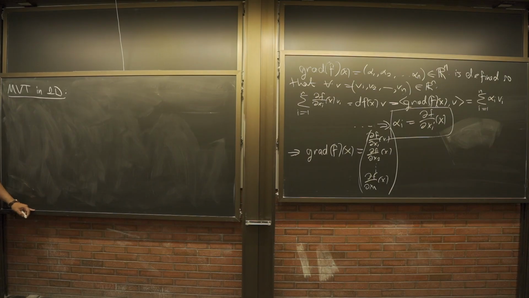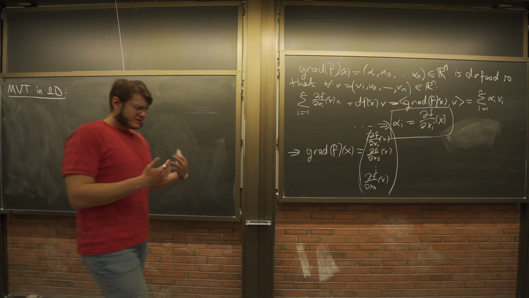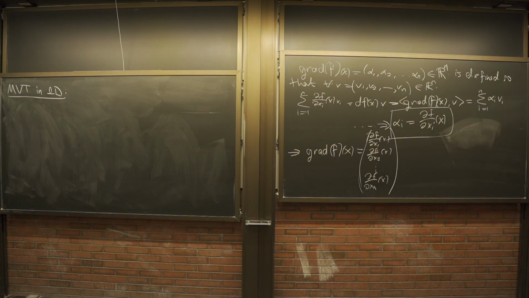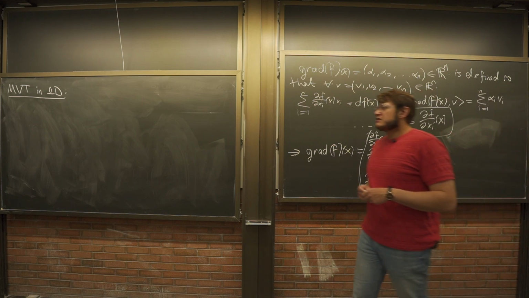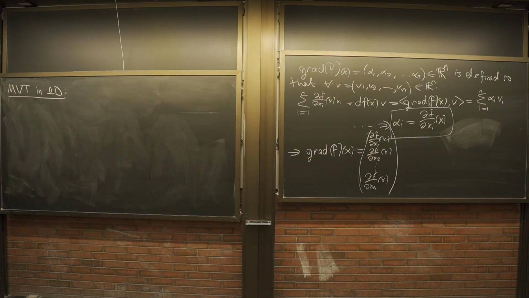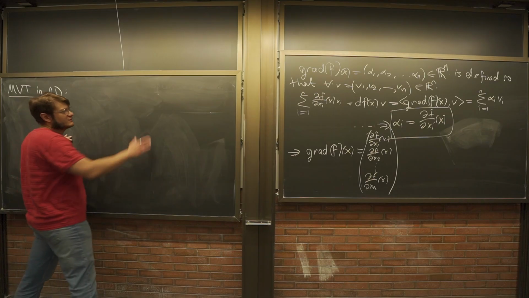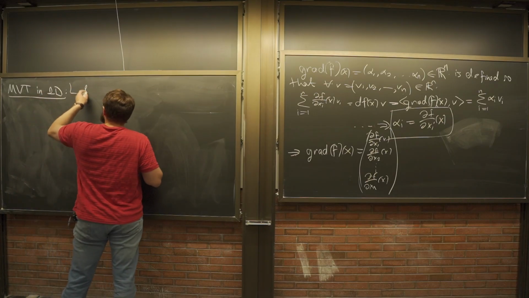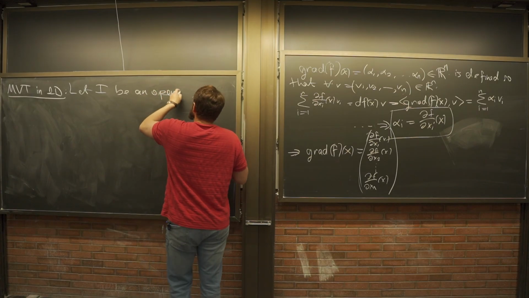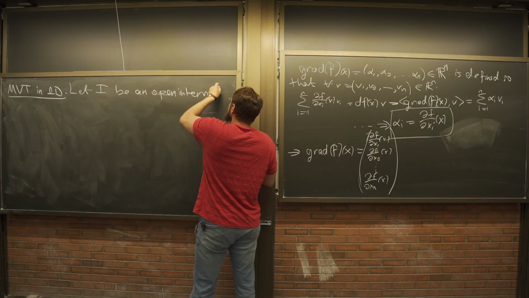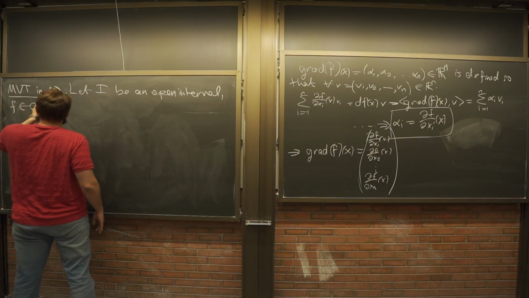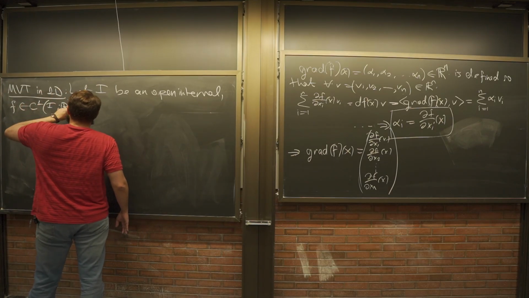Now, what does it say? Let's state it this way, just to be compatible with our notation. If I have, let's say, an open interval, let's call it I, and a continuously differentiable function on it. Again, I don't need continuously differentiable, but it just makes things easier to state. An open interval and f be a C1 function, continuously differentiable function.